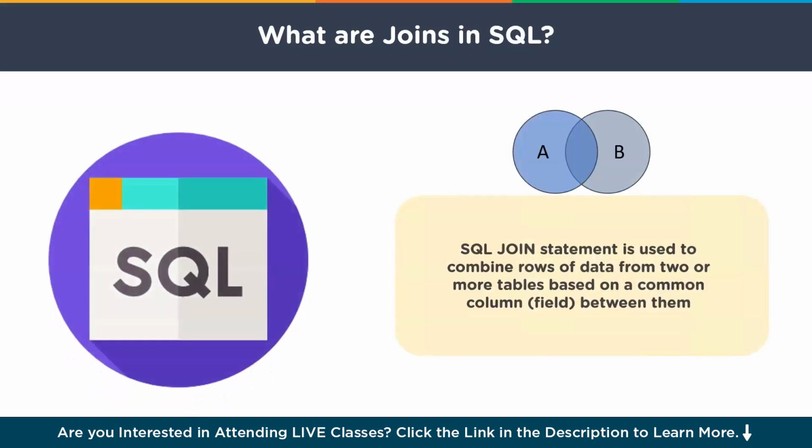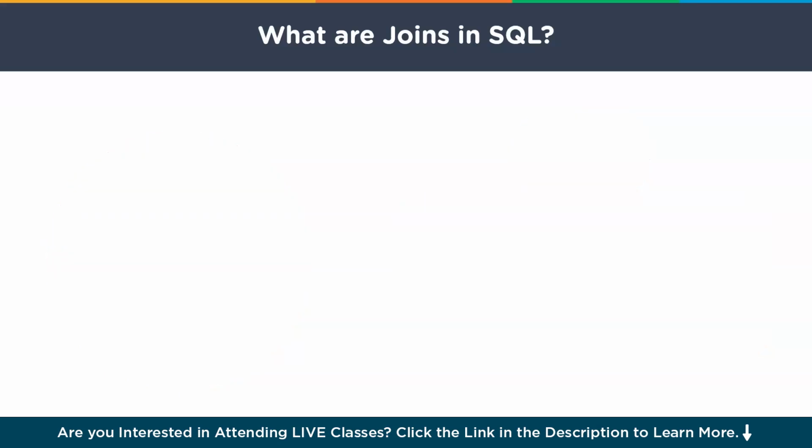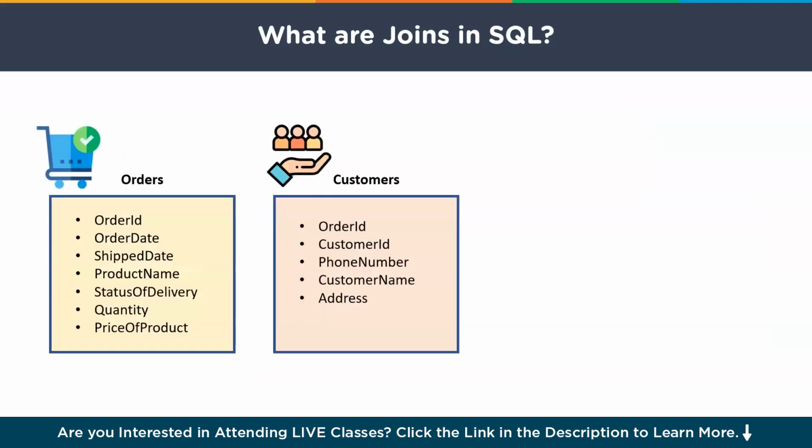An SQL join statement or command is often used to fetch data present in multiple tables. SQL joins are used to combine rows of data from two or more tables based on a common field or column between them. Now consider this example where we have two tables, an orders table and a customers table.